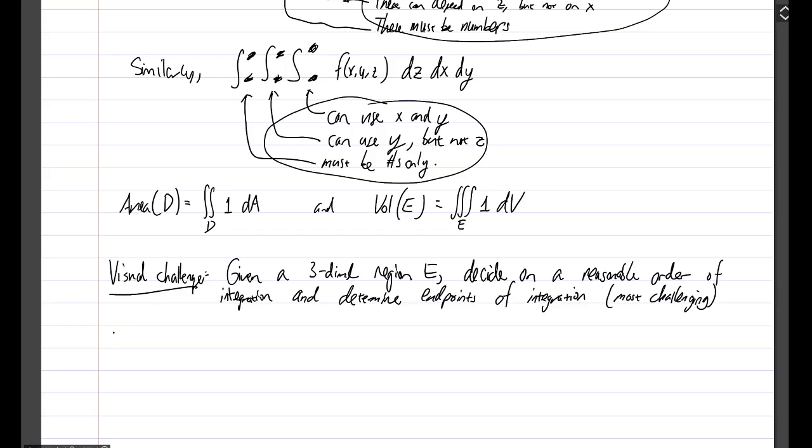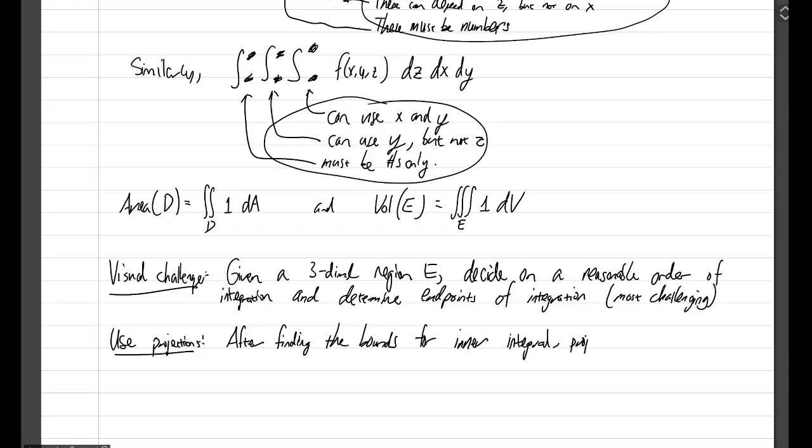This challenge is simplified a little bit. Not saying that this solves all your problems right away, but use projections. Okay, so what you do is, after finding the appropriate bounds, the correct bounds for the inner integral, then project the coordinate away.